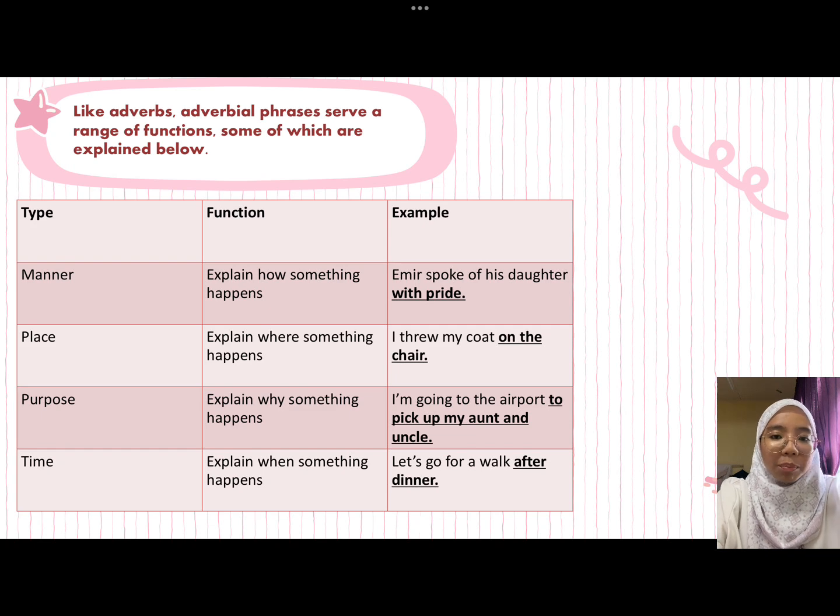Did he or she go to the airport to meet up with a relative, or did he go there for a trip or whatsoever? But this sentence explains that the reason why he went to the airport is to pick up his aunt and uncle. The fourth one is adverb phrases can explain when something happens. For example, let's go for a walk after dinner. This sentence explains when he or she wants to go for a walk. Thus, we know that he or she wants to go for a walk after dinner.